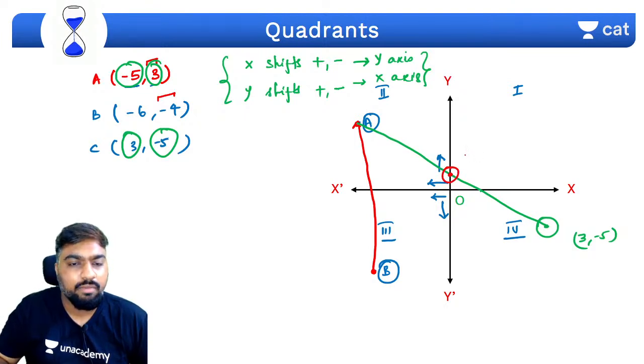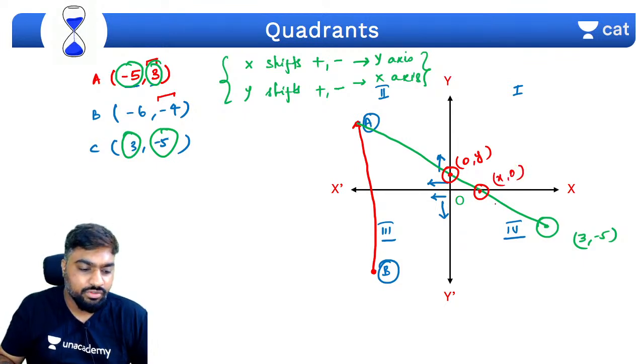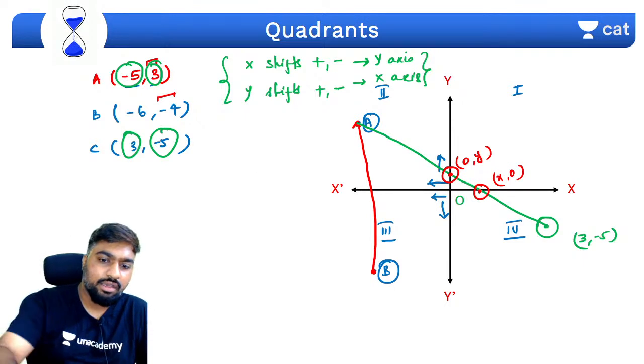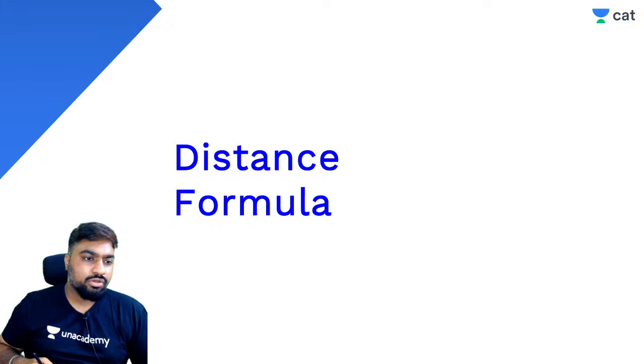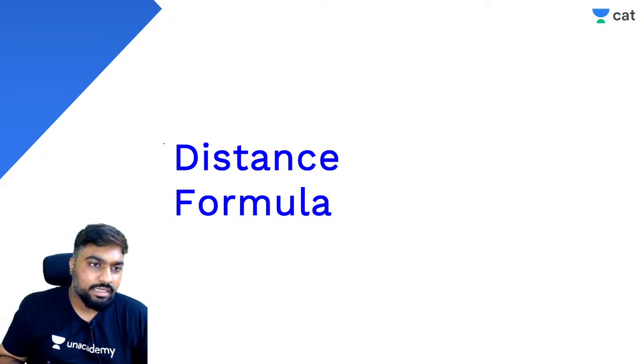This point will become what? This point will become 0 comma something y, and what will this point become? This will become x comma 0, right? So it becomes easy for you to fetch the solution for a given set of coordinates. Done? Now let's go to the second part of it that deals with the distance between two given coordinates.